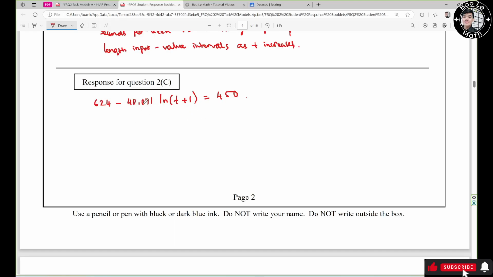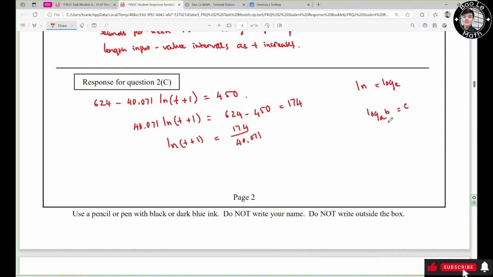So I need to add this term to both sides and then subtract 450 from both sides. So I have 40.071 natural log of t plus 1 equals 624 minus 450, and 624 minus 450 is going to be 174. Now I need to divide both sides by 40.071. So natural log of t plus 1 equals 174 over 40.071. Natural log is the same thing as log base e, and if you have log base a of b equals c, then b equals a to the power of c.